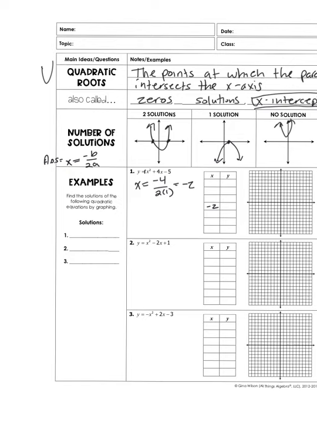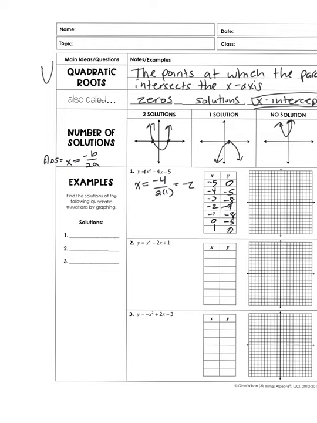These tables have 3 to the left and 3 to the right. So this would be negative 3, negative 4, negative 5, and negative 1, 0, 1. I'm going to put this equation into my y equals, hit second table, and fill out these y values: negative 5, 0, negative 4, negative 5, negative 8, negative 9. And then remember, it reflects over the vertex, so this will be negative 8, negative 5, 0.